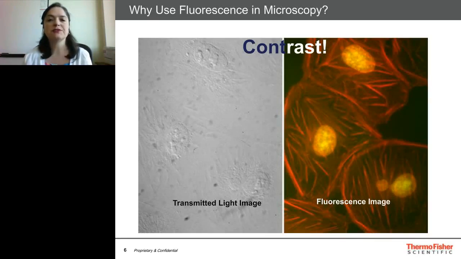Another big one, which you're seeing in the slide here, is the contrast that fluorescence labeling provides. So when you look at that transmitted light image, you can see that you get some detail, but not a lot. And if you label the nucleus and the actin filaments with fluorescent labels, you get a lot more contrast between them and their surroundings. So you get a better picture of the structures inside and outside of the cell when you use fluorescent labels.